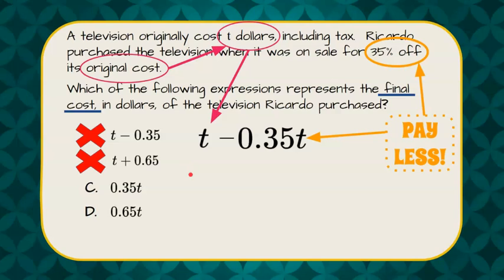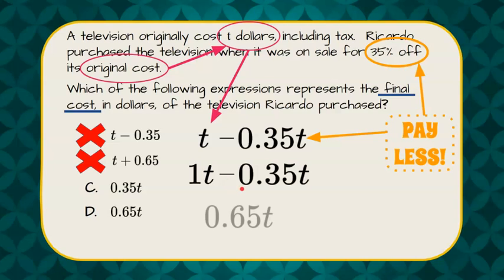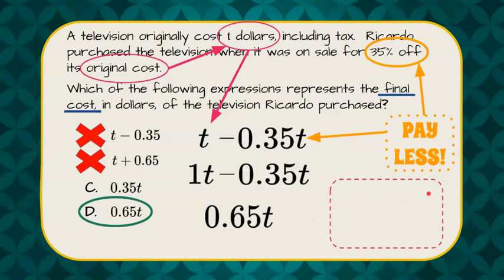So now if I come back to my algebraic expression and remind myself that I'm looking for that final cost, I can recognize that the variable T has an invisible coefficient of 1. So 1T subtract 0.35T are like terms. They both have the variable T and they both have the same exponent. So I can subtract the coefficients. So 1 subtract 0.35 is 0.65T.